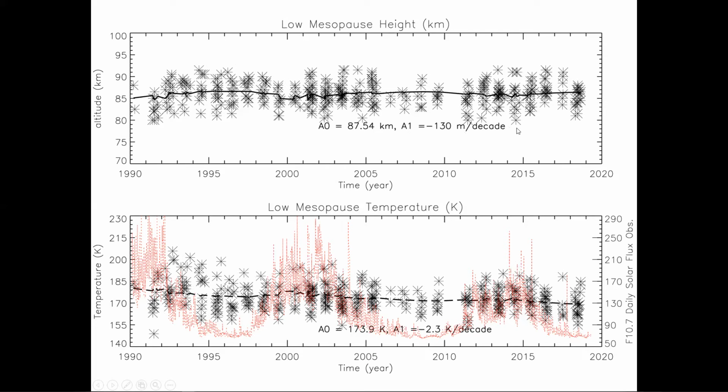However, if we look at the uncertainty of the fitting, this result is in the same order of magnitude of fitting uncertainty. So overall, it is statistically insignificant. The temperature trend for low mesopause is similar to that of high mesopause, which is about 2.3 Kelvin per decade. Still an overall cooling trend if we include all the data of these 30 years of measurements.